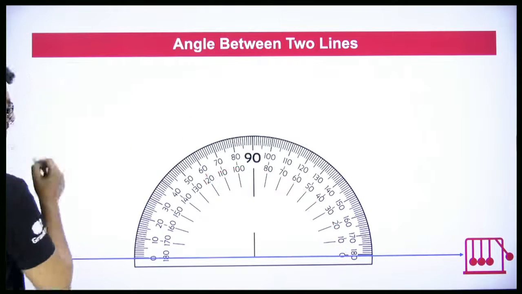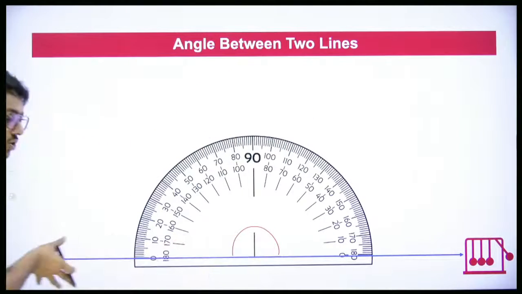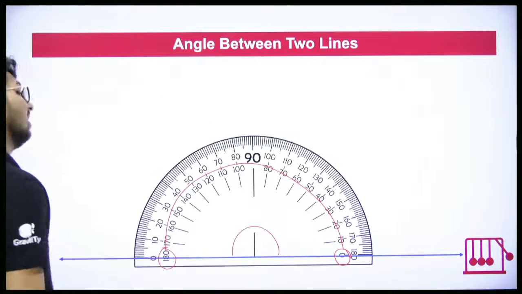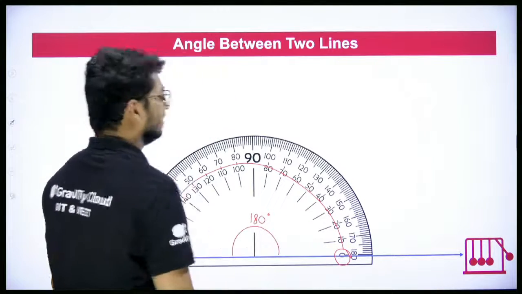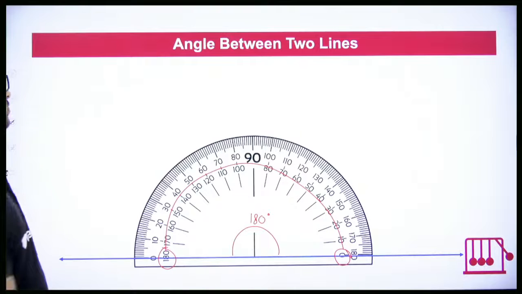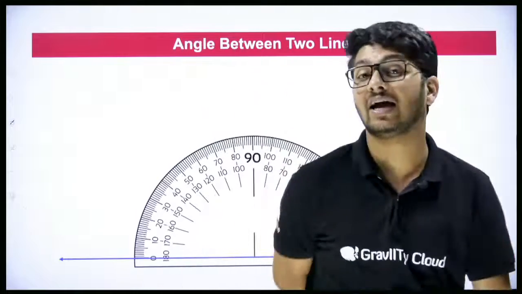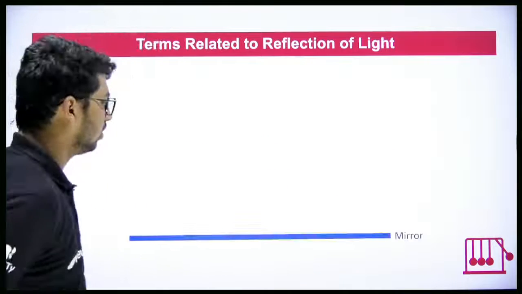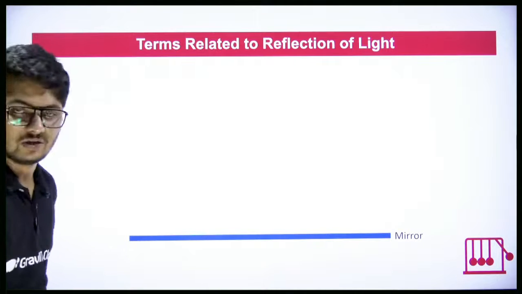Then again, these two lines, if I compare these two lines, one is towards right, the other is towards left. So we start from 0 and we are going until 180. So for a straight line, what is the angle? 180 degrees. So you understand all of this, or you get all the angles using what? Using a protractor. Got it? Good. Now, why was that important? Because we will go into some terms related to reflection of light.